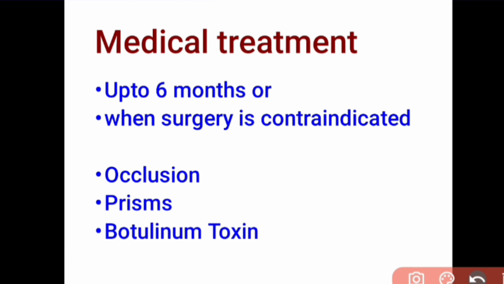Okay. So botulinum toxin is useful in the acute phase, especially when there is isolated involvement of the medial rectus muscle. You use the botulinum toxin on the antagonistic muscle, that is the lateral rectus muscle, so that the patient will not have double vision.